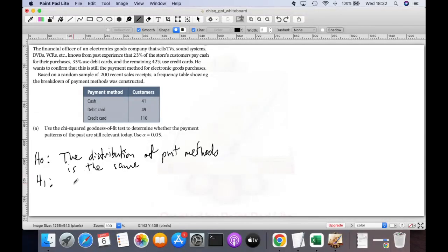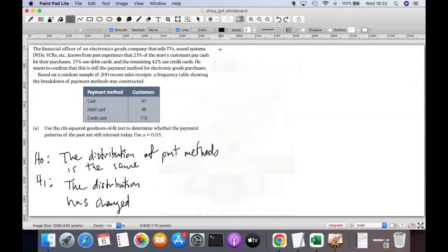And then H1 is just the opposite of that. All you need to say is the distribution has changed. That's all you need to say. So that's just step one. Now let's move on to step two. I'm just going to maybe draw a line here.